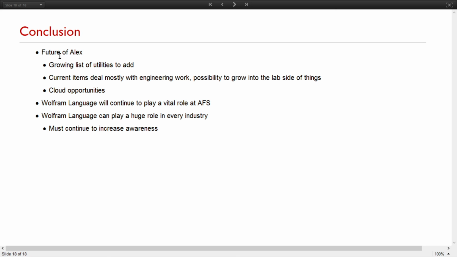Wolfram Language obviously plays a very vital role at AFS, not just for me. I use it personally in every work function I do, but also in the ability to distribute these CDFs to my colleagues, which get used daily as well. And lastly, I think we're all aware that Wolfram Language can play a huge role in the industry. It's sort of preaching to the choir, obviously, but I think it's all of our jobs to increase that awareness and keep doing what we're doing, spreading the word, because it's a really powerful tool.